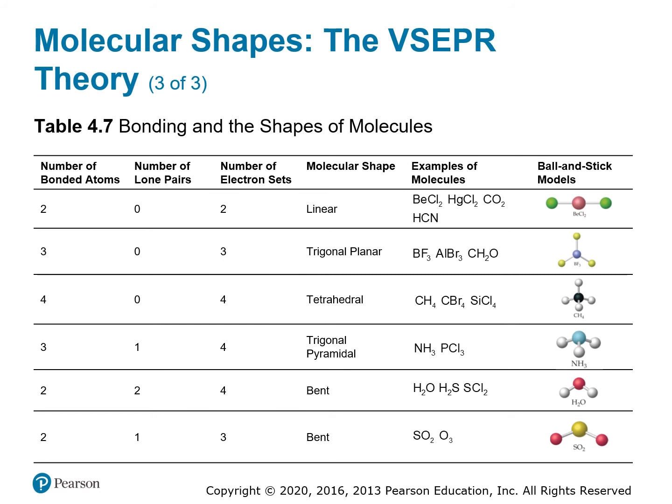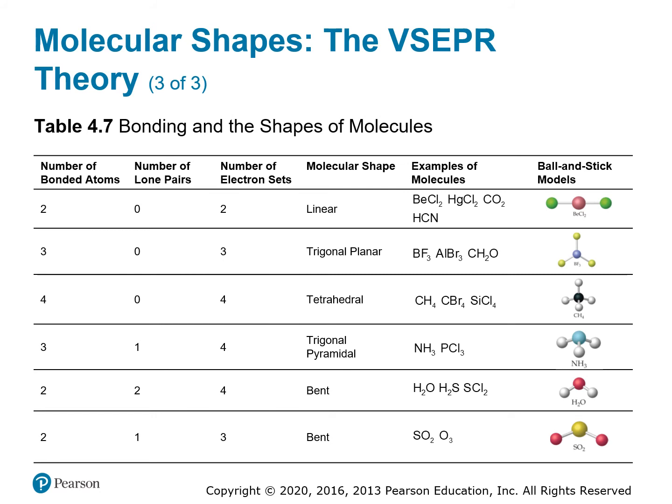So it tells you the number of bonded atoms, number of lone pairs, number of electron sets. Remember, we defined the electron sets two slides back. And then what is the molecular shape that is depicted, and these are some of the examples of the molecules. And here are again the ball and stick models to give you a better view of molecules and also to get a 3D dimension of it.